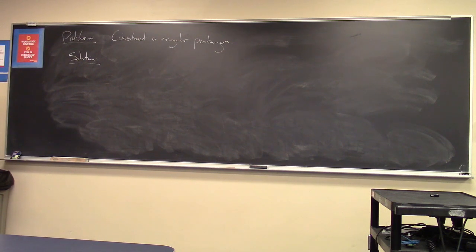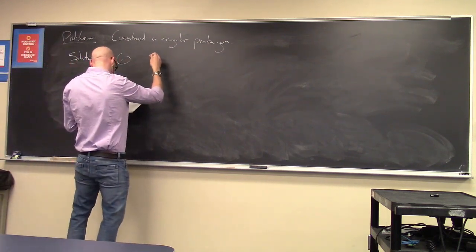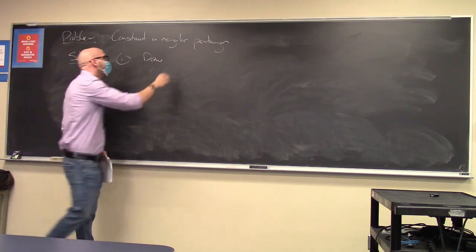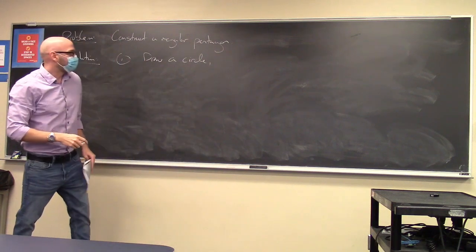First thing, anytime you're trying to construct something regular, you tend to start with a circle and choose evenly distributed points around the boundary. So let's draw a circle. There's no real construction there, you just take your compass and draw it. So draw a circle. We're going to construct its center.